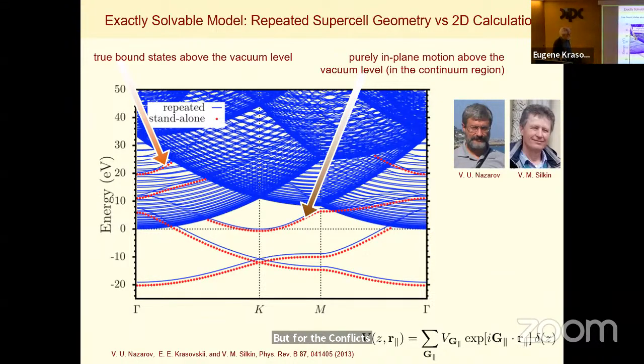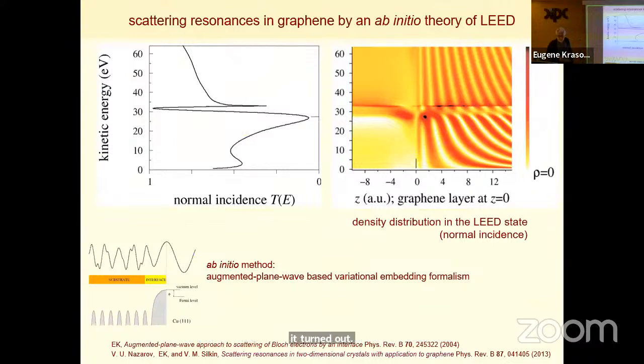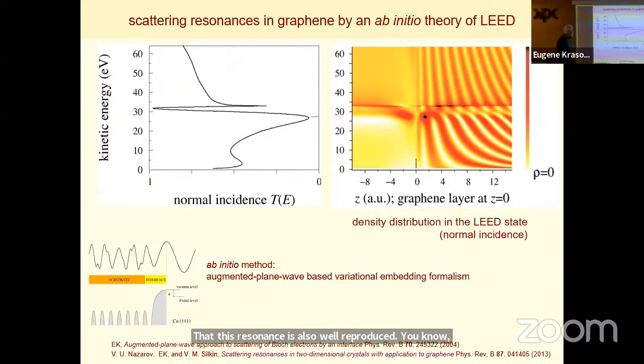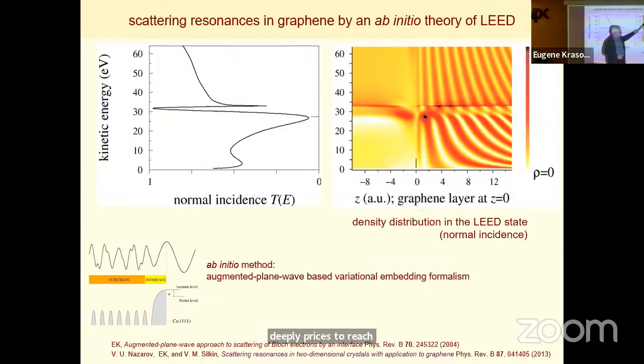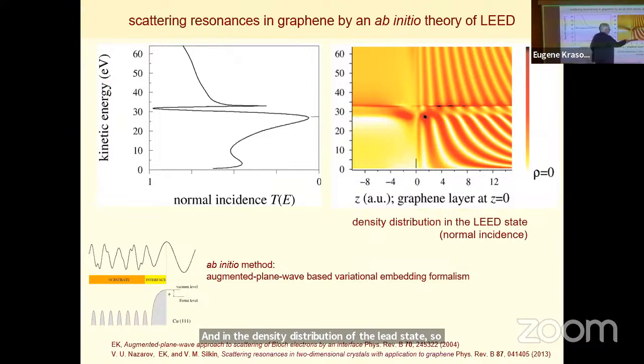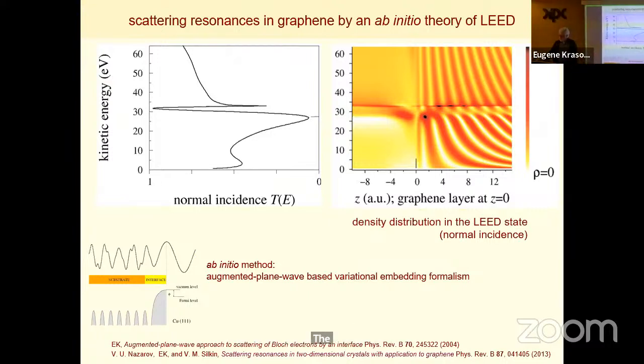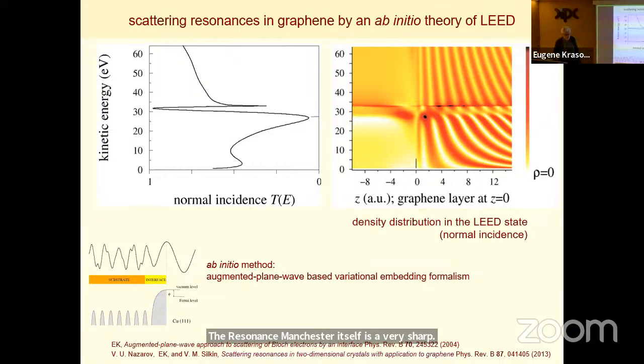So this is the resonance in the mathematical sense. And it turned out that these resonances are also well reproduced in an ab initio calculation, and they give rise to a very special structure in the transmission spectrum. When we approach the energy of the resonance, the transmission probability first drops to 0, and then it steeply rises to reach unity. In the density distribution of the lead state, where the wave is incident from the right, the resonance manifests itself as a very sharp increase of the density distribution.